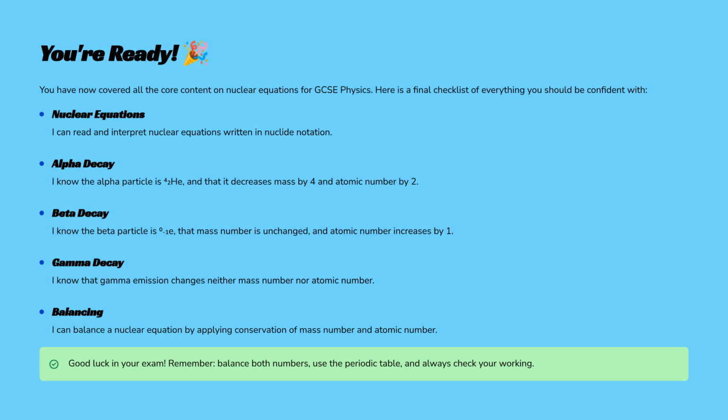You are now ready. We have covered the core concepts of nuclear equations. Remember to practice your balancing, use the periodic table provided, and check your work carefully in the exam.